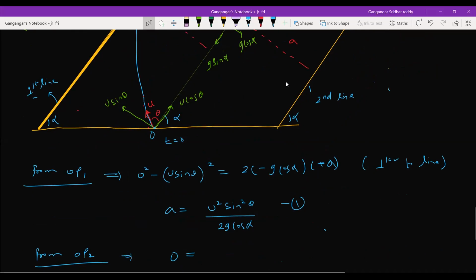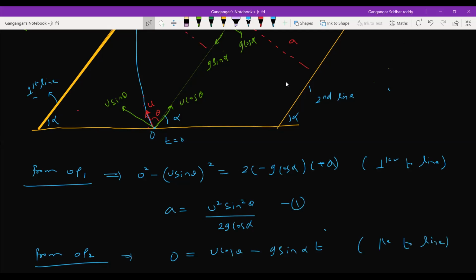So this will be u cos theta minus g sine alpha into t. This is what? Parallel to the line. Again, which line will you ask? Parallel to first line. Let me make things still more clear. Perpendicular to first line, this will be parallel to. Okay, now, is that okay?